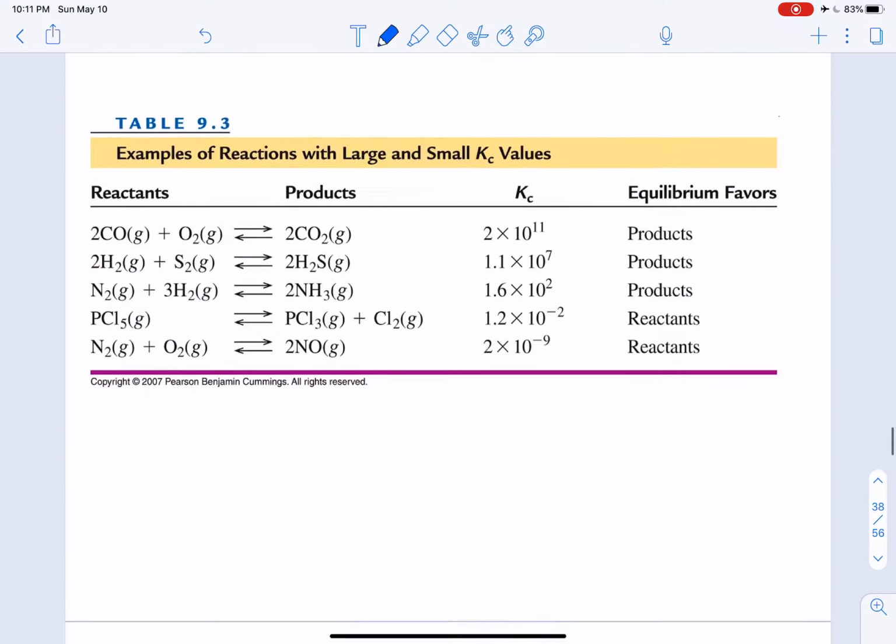Okay, so here's another table for you guys. And what you'll notice is where you have equilibrium constants that are greater than 1, you're going to be product favored. And the ones that are less than 1, they are reactant favored. Exactly what we just talked about.